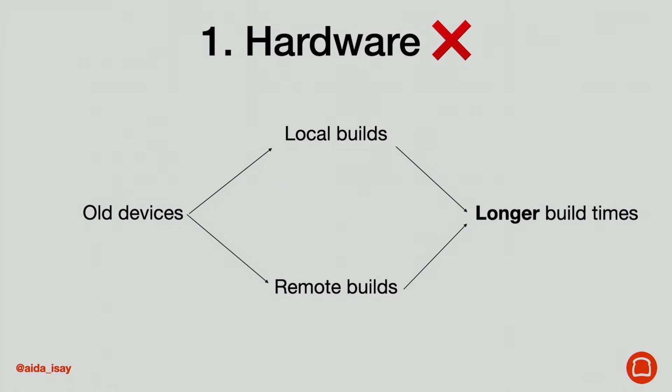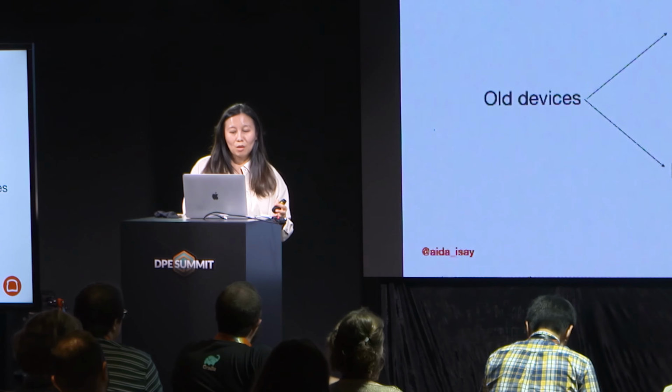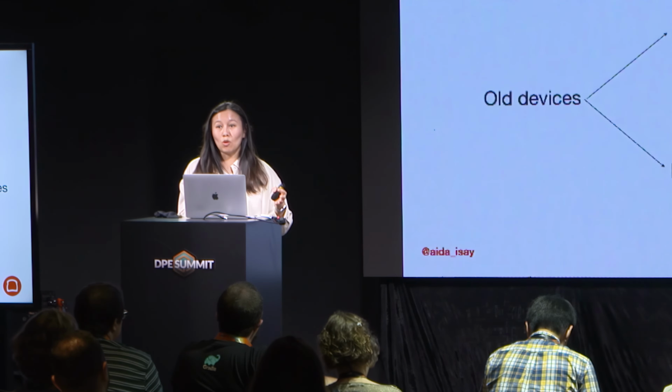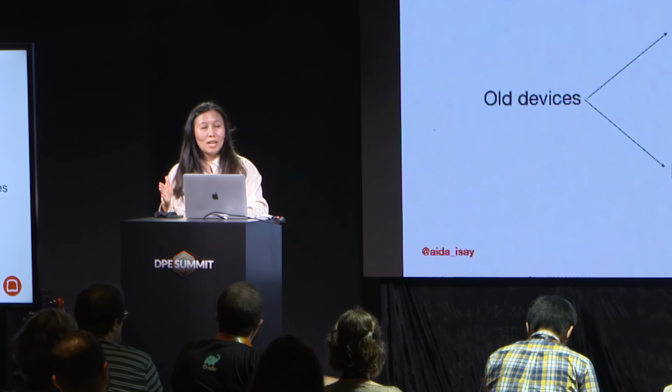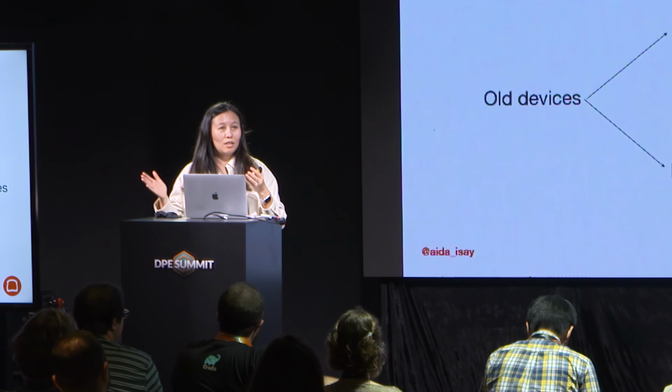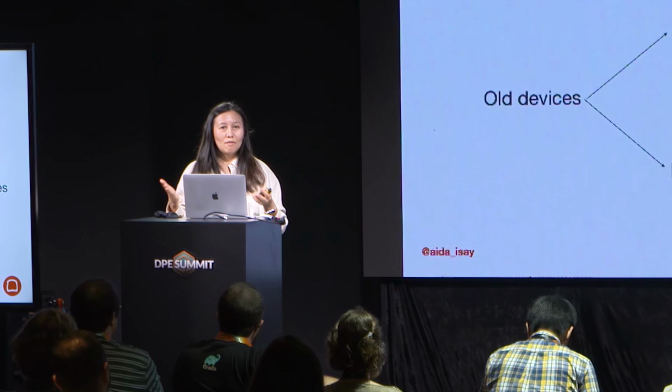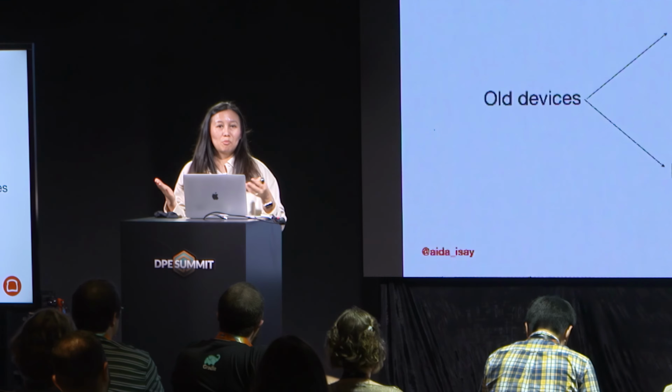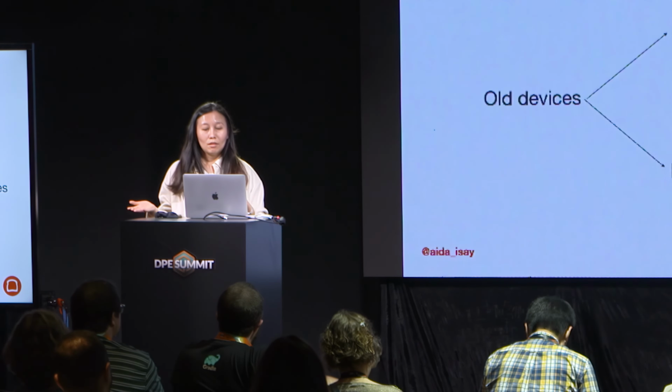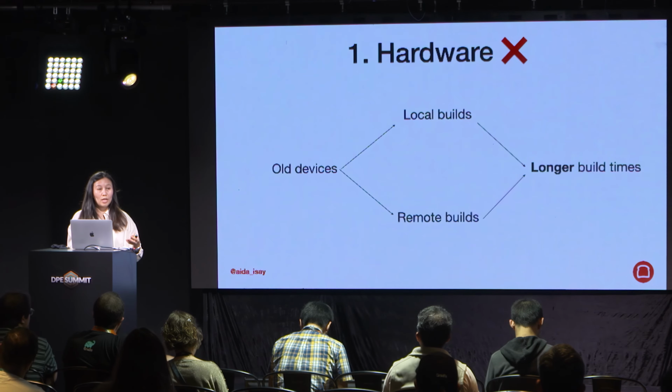First and foremost is the hardware. So imagine running your existing current code on a MacBook Pro 12, right? Versus running the same code on your 2023 MacBook Pro Apple chip. Obviously, the same code will definitely perform better on your latest hardware. And so when you run code on old devices, you end up having longer build times.